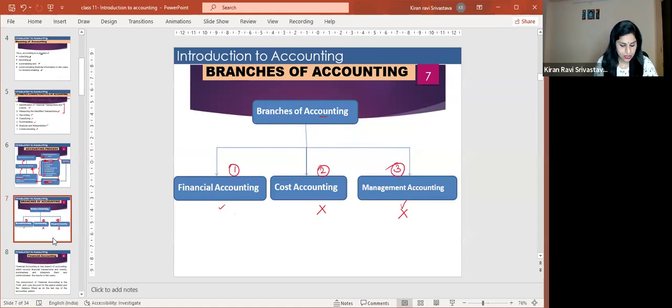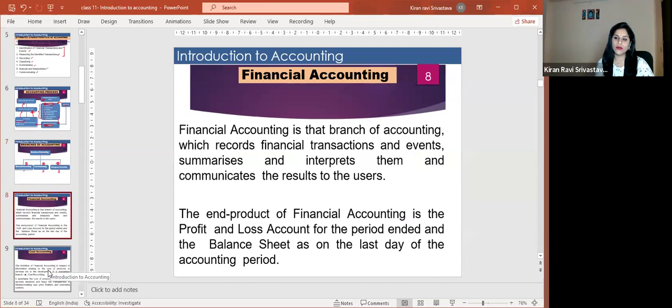Okay. So now, the next first part: what is financial accounting? The first branch of accounting. Financial accounting is a branch of accounting which records financial transactions and events, and summarizes and interprets them and communicates the results to users. So this is the same definition of accounting, only the same definition.